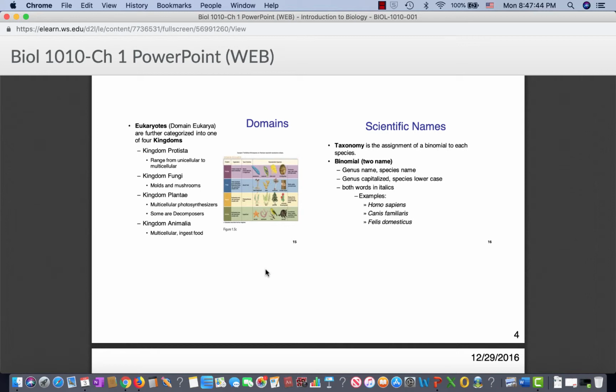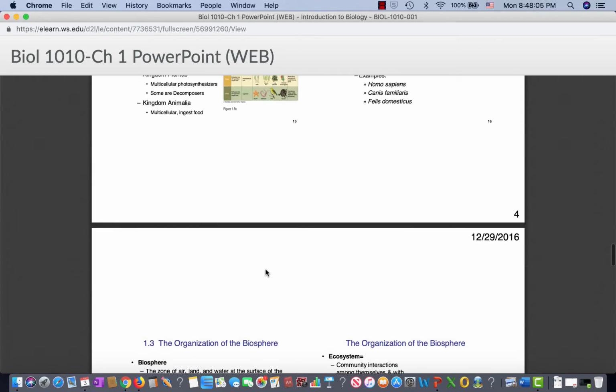Taxonomy is the assignment of a binomial to each species. Binomial means two names. So you have the genus name and the species name. Genus is capitalized, species is lowercase. Both words are italicized. For example, Homo sapiens, Canis familiaris, or Felis domesticus.